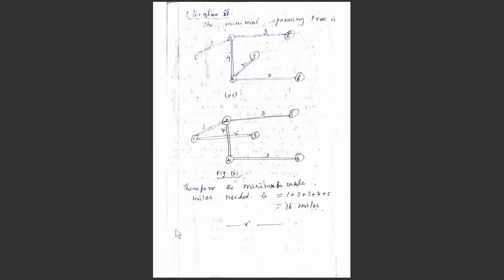taking the path 1 to 3, I will get the minimal spanning tree as 1 to 2, 1 to 3, 2 to 5, 2 to 4, 4 to 6. So you can choose either the first one or the second one. Therefore, the minimal cable miles needed to link all the 6 cities is 16 miles. So this is an example for minimal spanning tree algorithm.